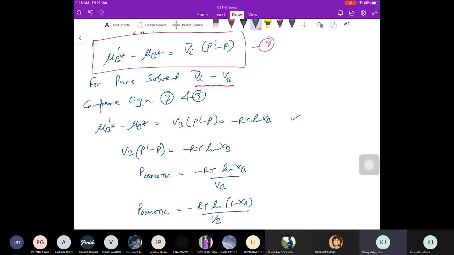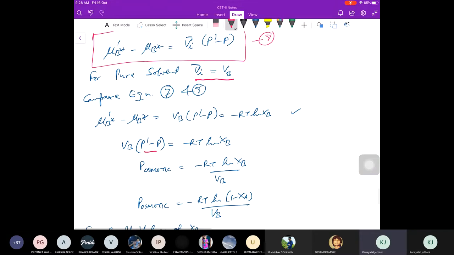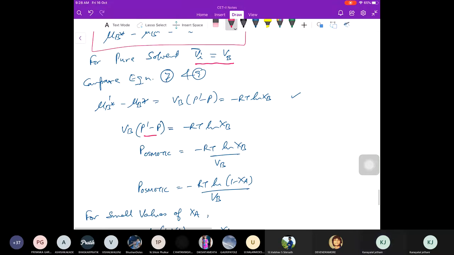Or you can write this as the osmotic pressure is equal to minus RT ln xb upon vb. Or we can write in terms of xA, the solute concentration: minus RT ln (1 minus xA) upon vb. Any questions on this equation?